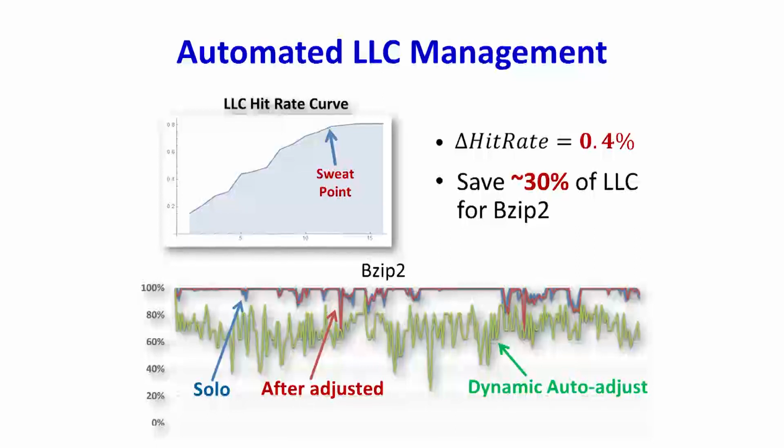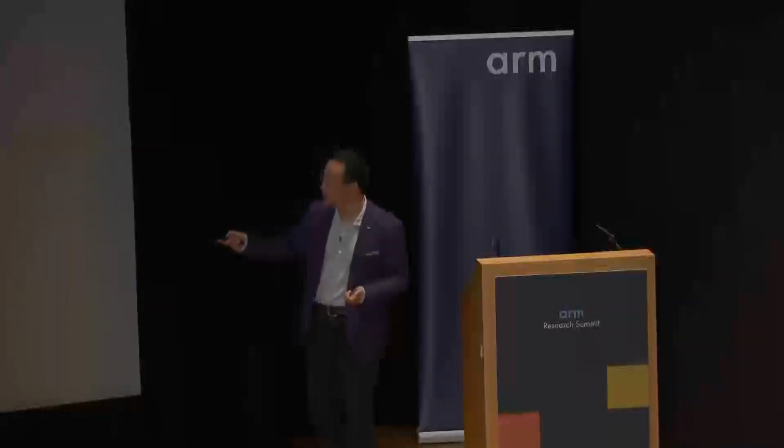Here the green curve shows how much last level cache we dynamically allocate to bzip2, and without this automatic last level cache management technology, it is the blue curve. With this technology, the cache capacity is saved by 30%, but the hit rate is still almost the same as the original. So with the label mechanism, it is easy for us to identify how many resources should be allocated to one specific application.